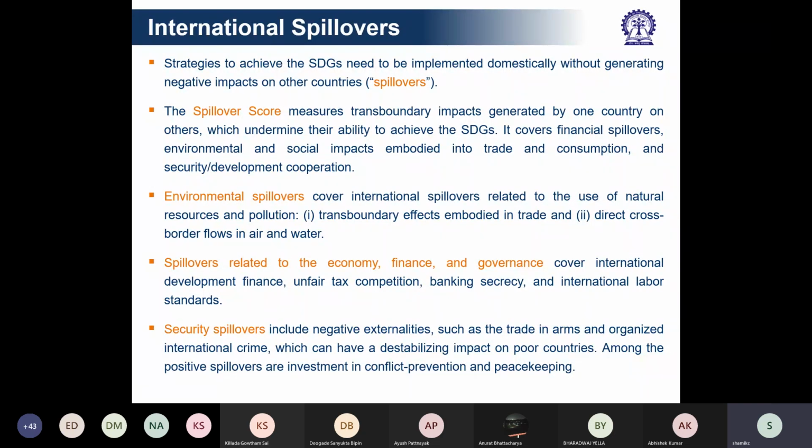And finally, we have the security spillover. So security spillover actually includes negative externalities such as the trade in arms and organized international crime, which can have a destabilizing impact on poor countries. So we know that certain countries are actually involved in arms trade and organized international crime, which impact the peace and justice in other poor countries. So that also should be taken into account when calculating the international spillovers. And among the positive spillovers of security spillover are investment in conflict prevention and peacekeeping.